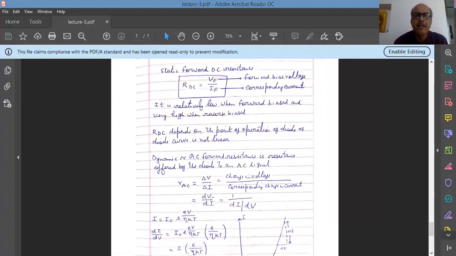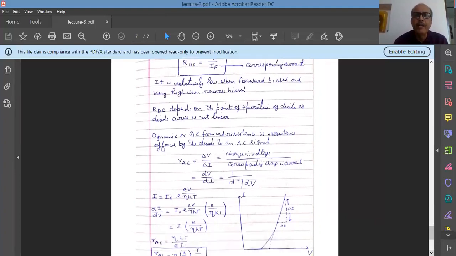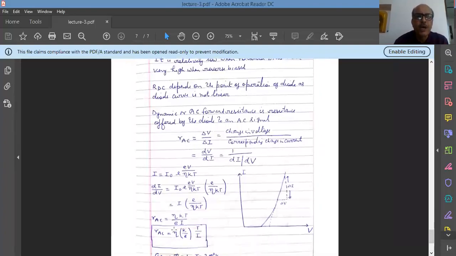Mathematically, we can write it as dV over dI also, and dV over dI is equal to 1 over dI over dV. Now we can write this in a simpler form by using the diode equation. I is equal to I0 e to the power of QV upon eta kT. So if you differentiate, dI over dV is I into q upon eta kT. Now we go back to RAC. So we can write RAC to be equal to eta kT upon q into I. And here RAC can also be written as eta into K upon q into T upon I.